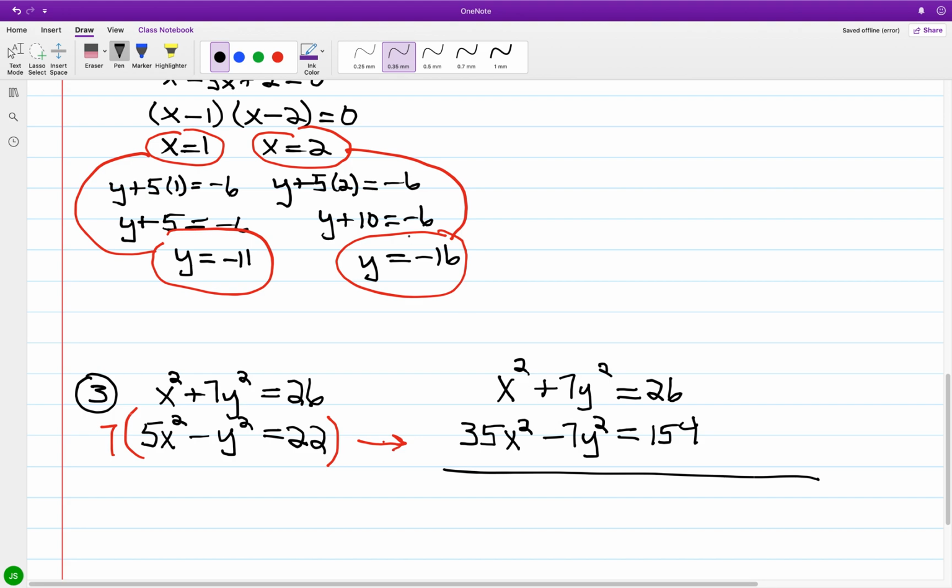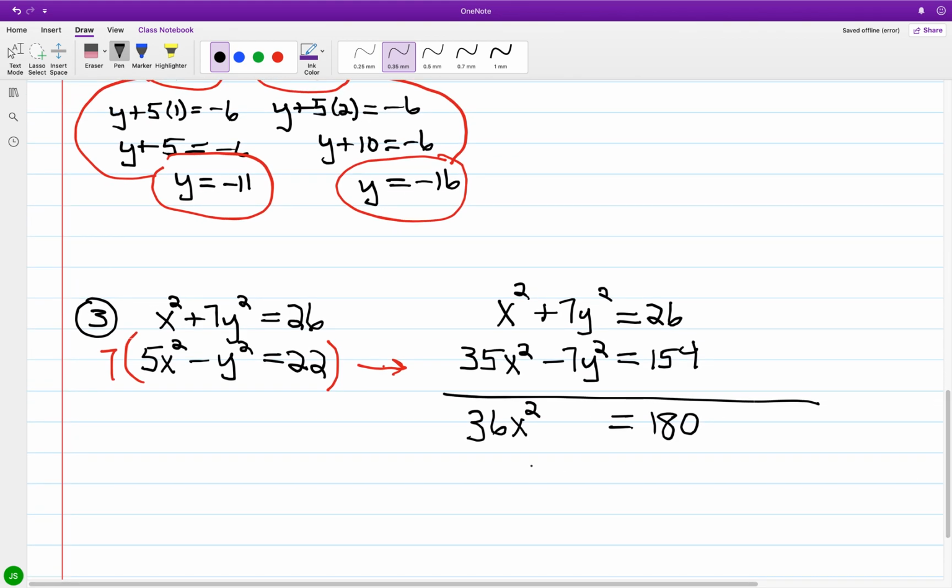Upon adding the equations together, you have x squared plus 35x squared, so this will be 36x squared. 7y squared and negative 7y squared go out. And 26 and 154, so that will go to 180. And with division, we're going to have that x squared is equal to 5. And now for your solutions in x, from the square root property of equality, we're going to have x equal to plus or minus the square root of 5.